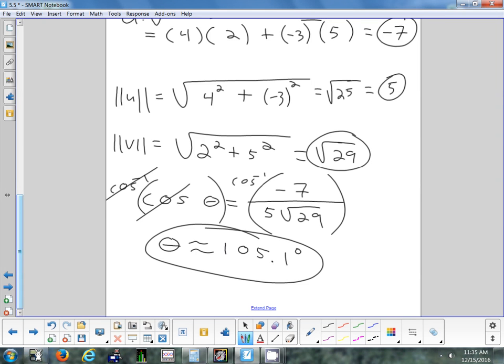Okay, that's it. That's our angle between the two vectors. Any idea when that would be handy to know? Why you'd want to know an angle between two vectors? No? All right, I'll show you why in a little bit.